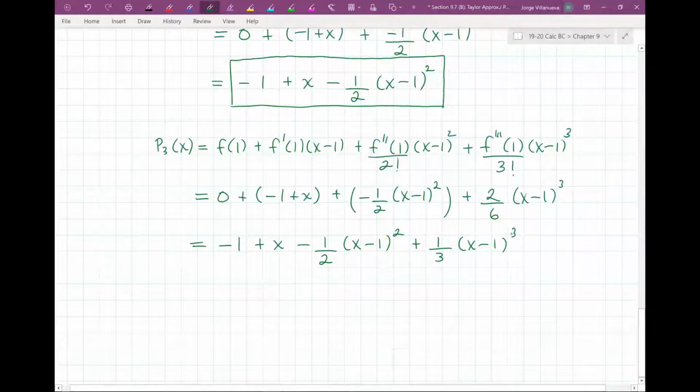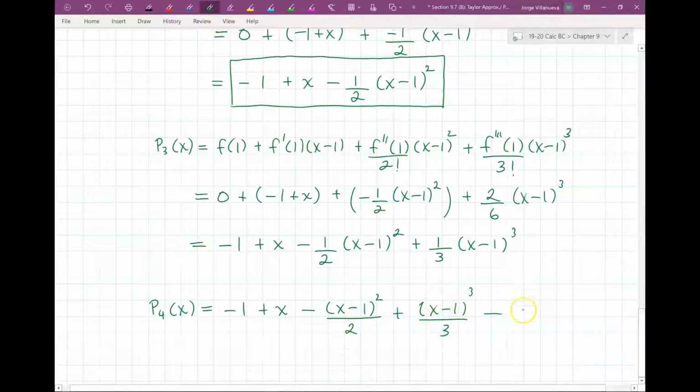Do you guys see the pattern? Yeah. So what's the next one? Without even writing out a formula. It should be negative 1 plus x minus x minus 1 squared over 2, sorry, 1 over 2, plus x minus 1 cubed over 3. What's the next one? Minus what? There you go.